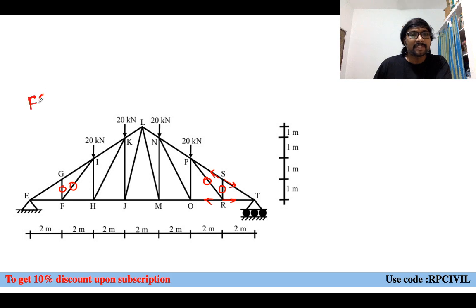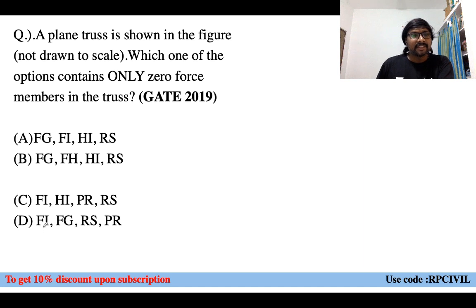Now if you observe, FG, what are the members? FG, FI, SR or RS, whatever it is. Next one is what? PR. Which option is it? FG, FI. So FG, FI will be there. FI, FG will be there here also, right?